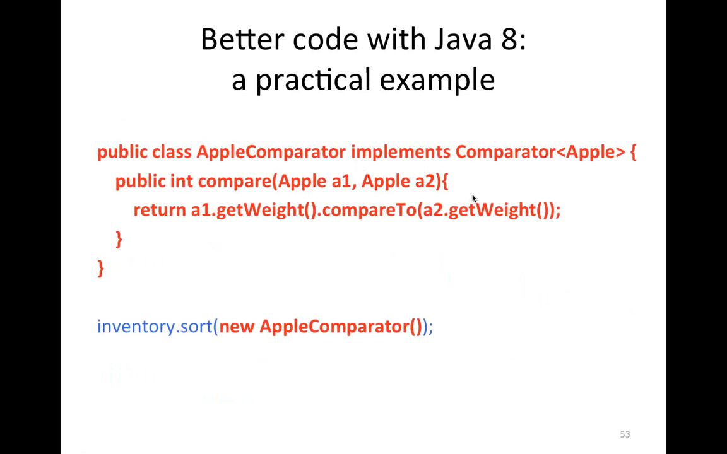Let's start from the beginning. Let's say we have this inventory of apples and we'd like to compare them based on their weight. Previously, before Java 8, you might write code that looks like this. We'll create a class, AppleComparator, that implements the Comparator interface. This gives a method compare that takes two apples, and we're saying, well, take the weight of the first apple and compare it with the weight of the second apple. We are now able to instantiate an AppleComparator object and pass it to the sort method.